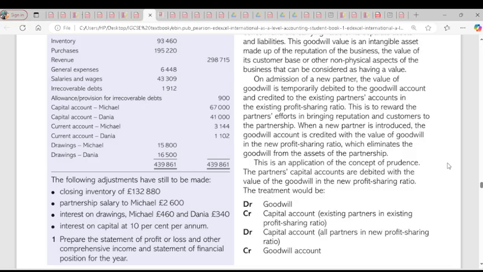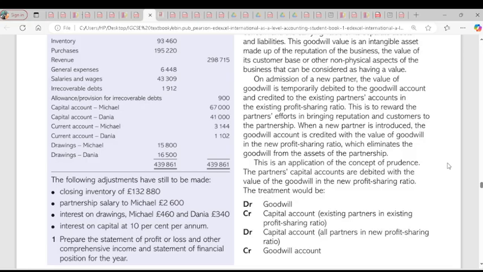So the balance in your statement of financial position for Michael, because Michael received salary of 2,600, would be 35,507. Now the current account is prepared. We now prepare the statement of financial position for Michael and Daniel. This is the last thing you do.